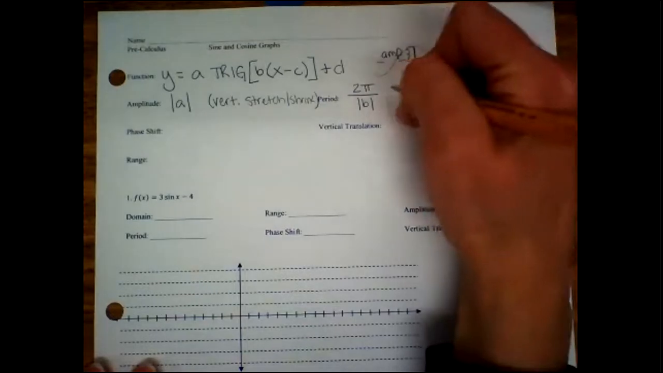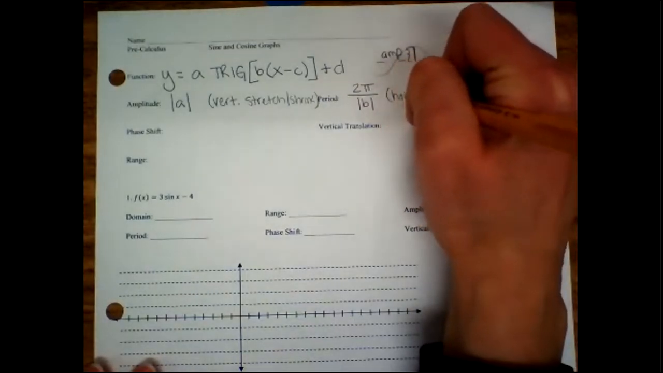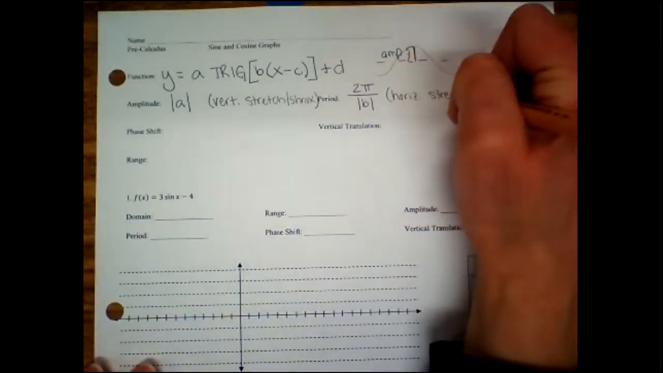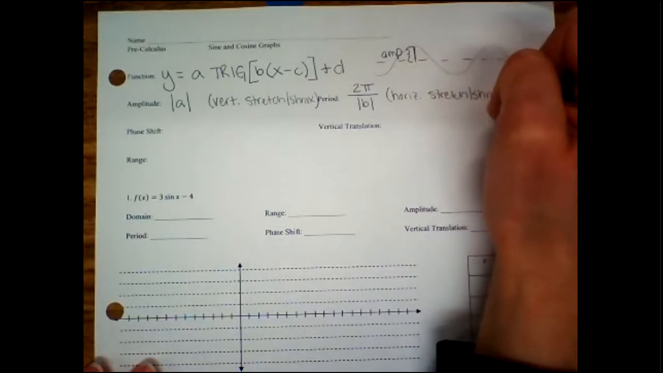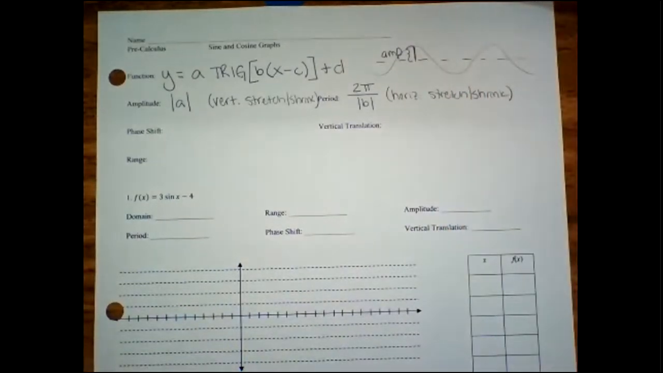If you want to relate this to what we've learned before, this is your horizontal stretch or shrink. If you take the graph and stretch it horizontally, it's going to take longer to complete one full cycle. If you scrunch it together, then you finish one full cycle faster. So it's just your horizontal stretch or shrink. We're just giving it a new vocabulary word, that's all.